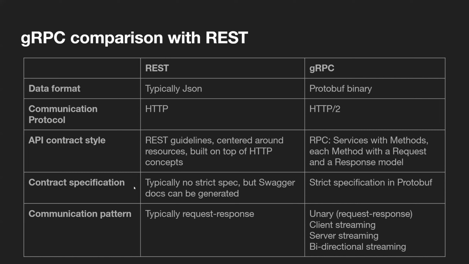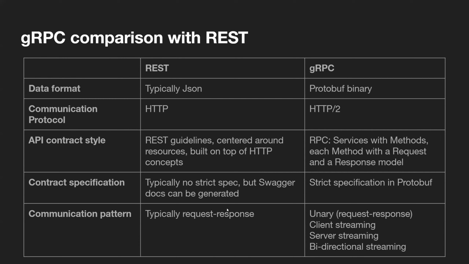The contract specification in case of REST is typically that we don't have a strict specification for the services, but usually we can generate a Swagger or OpenAPI documentation, and then that can be used for certain automation or code generation. On the other hand, with gRPC, we always have a strict specification by default in the Protocol Buffers definition language, and then we can use that for code generation.